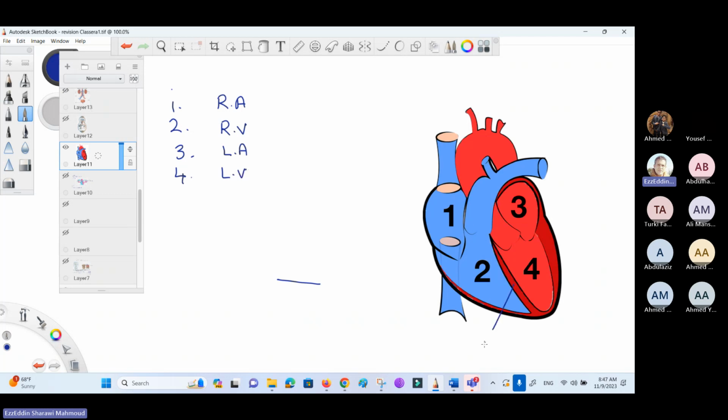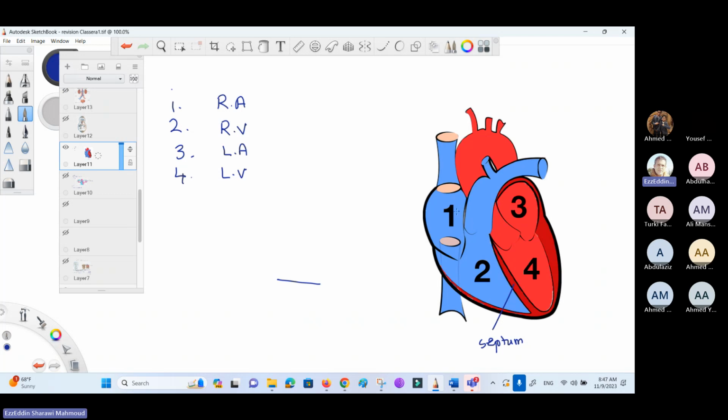You see here, this is the septum. It has a role in prevention. It separates the two sides of the heart and does not allow the mixing of the blood between oxygenated blood found on the left side and deoxygenated blood found on the right side.